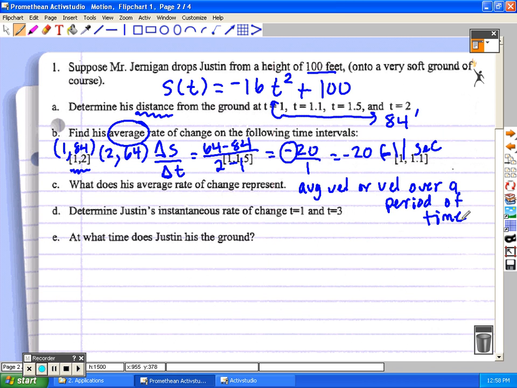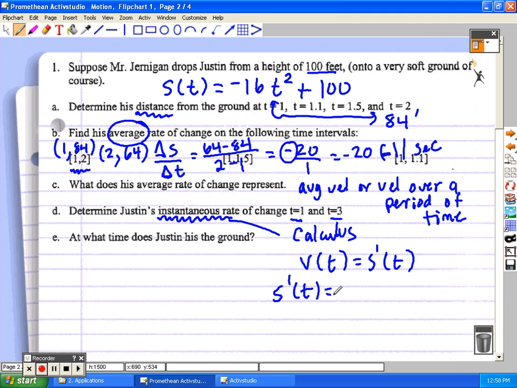Part D. Determine Justin's instantaneous. Key word. Always look for your key words. Instantaneous. That tells us calculus. So we want the instantaneous rate of change at t equal to 1 and t equal to 3. So if I want to know the instantaneous velocity, we said on the other page that I need the first derivative of position. So from above, if I take my position function and find the first derivative using the power rule, I get negative 32t, and the derivative of the constant 100, of course, is 0.